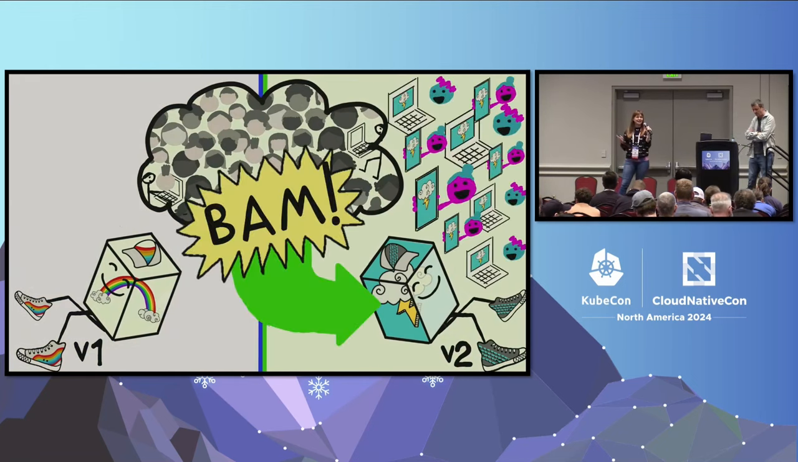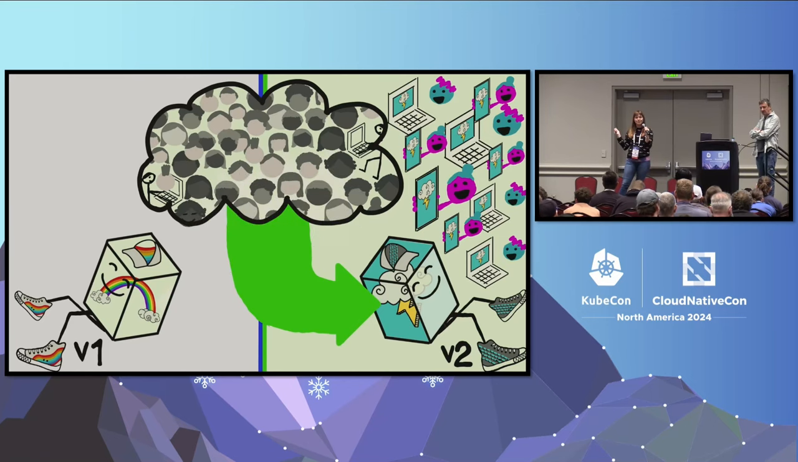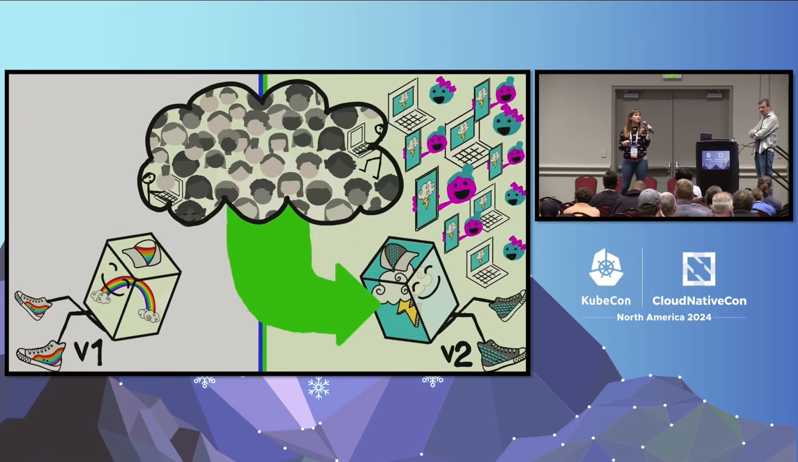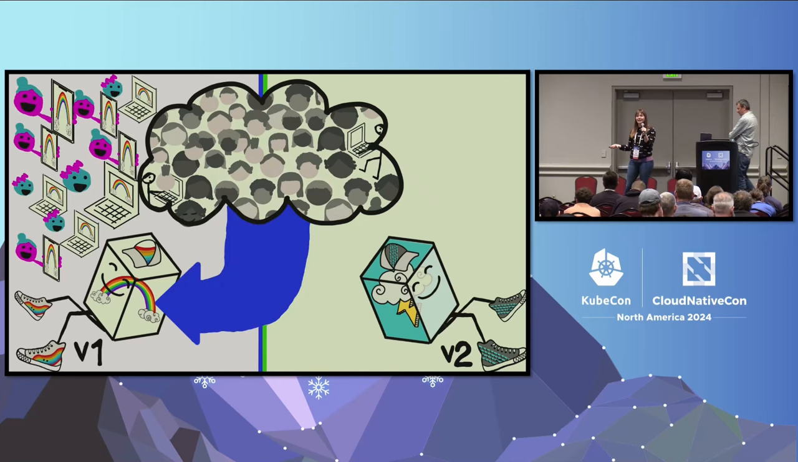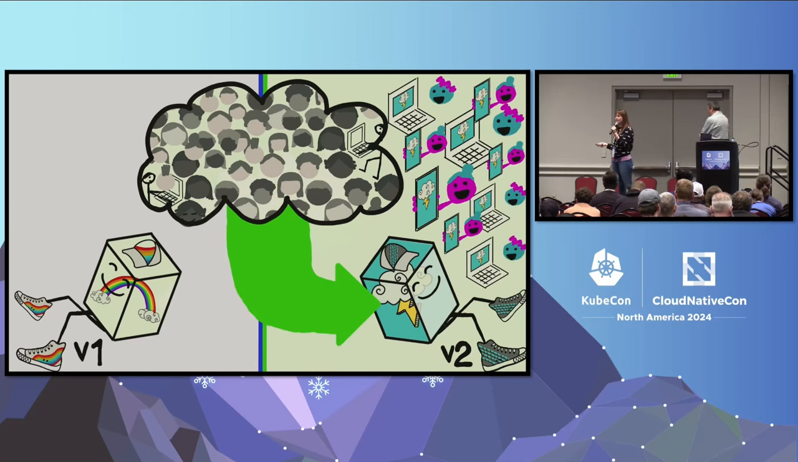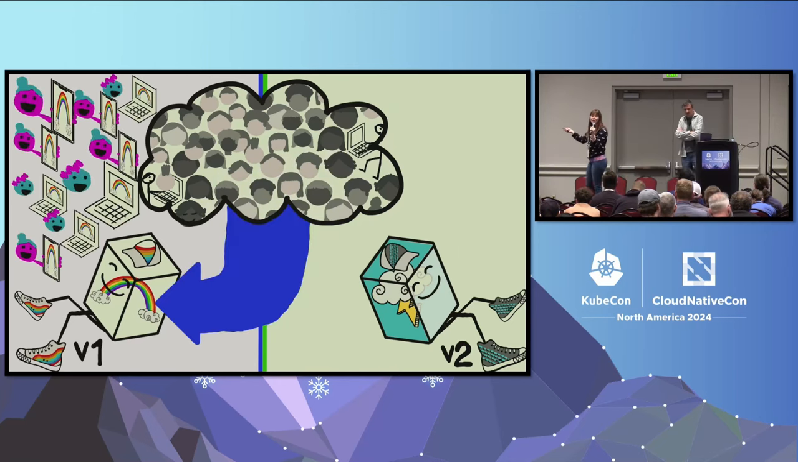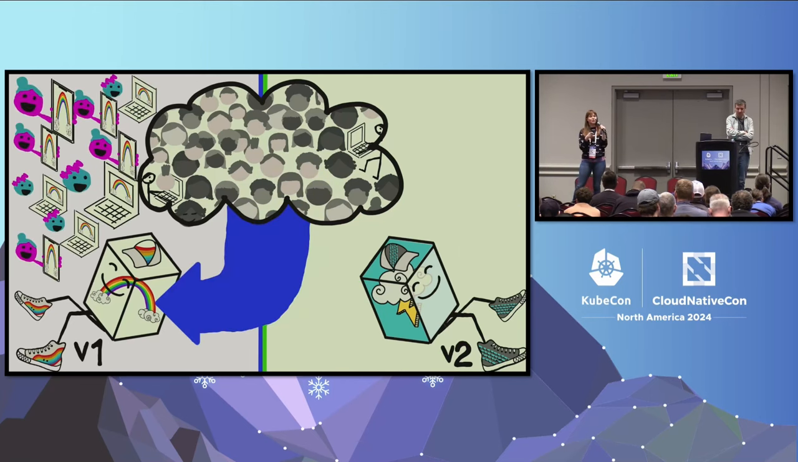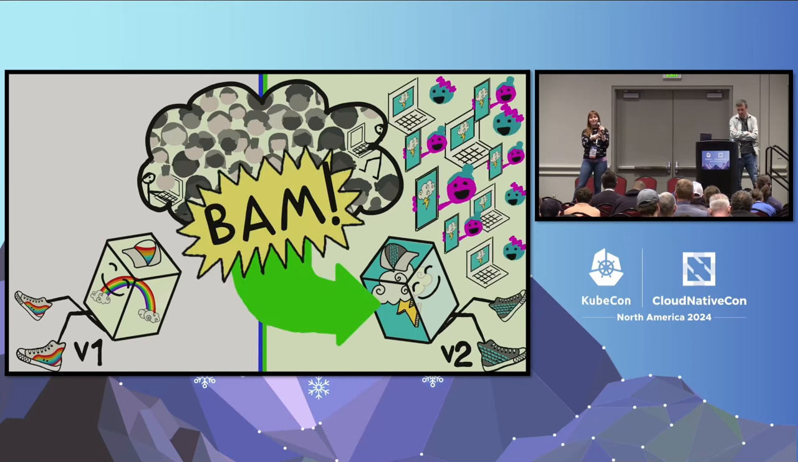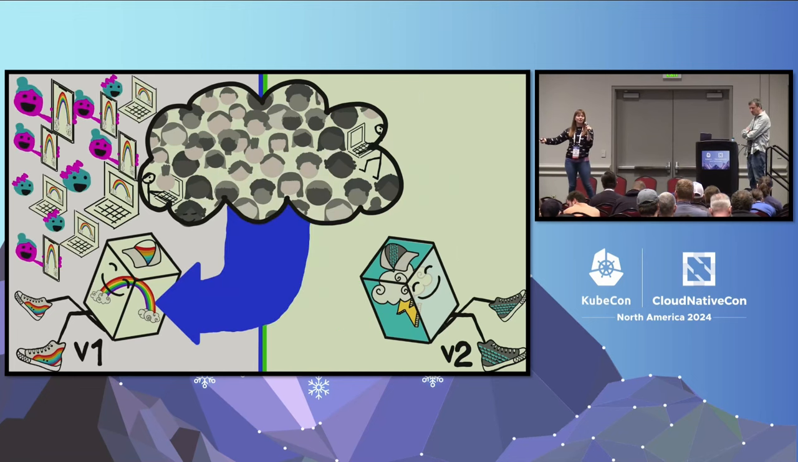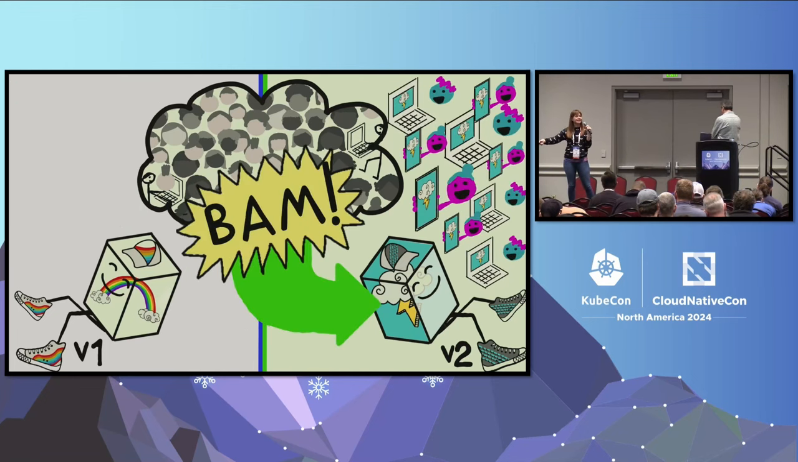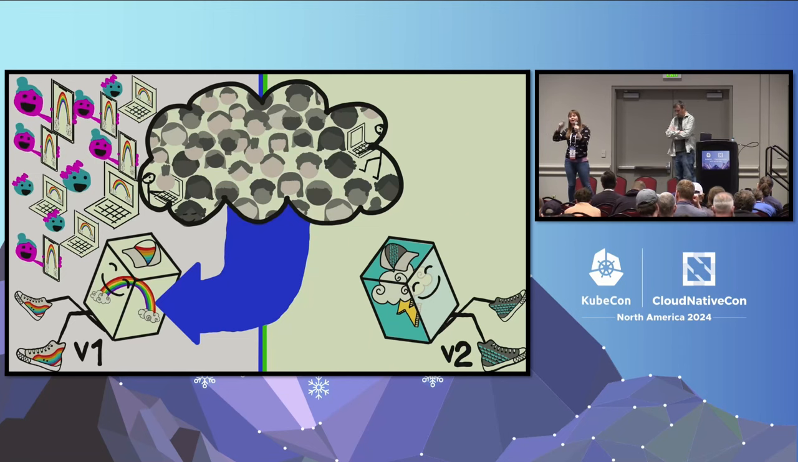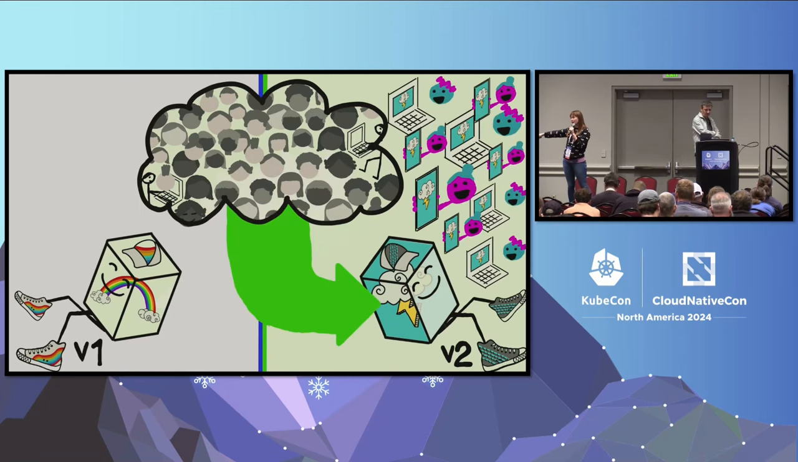Canaries are superior, but if for some reason you can't do canary because your application can't handle running two versions at once, you might consider doing a blue-green deployment, which is also supported by both of our tools. That's when you have all of your traffic going to the old application, you run the new application alongside of it, you do some testing to make sure that the new application's working, and then bam, turn all the traffic to the new application.